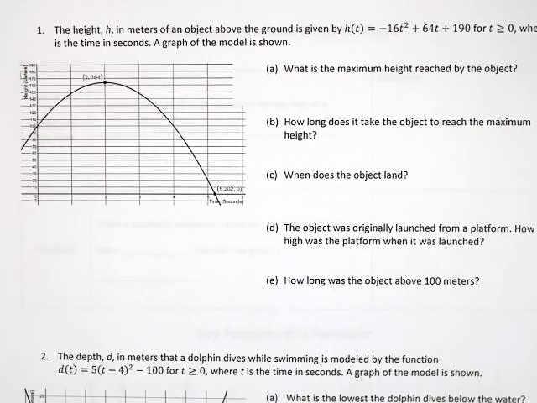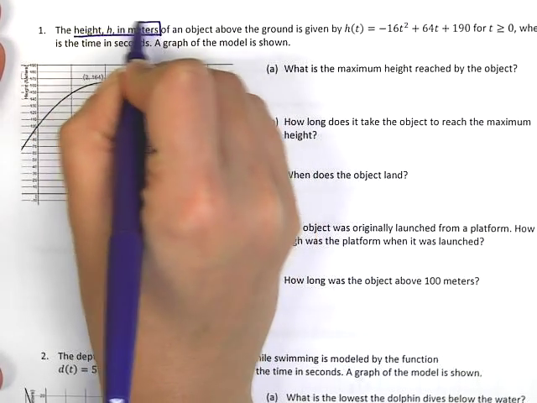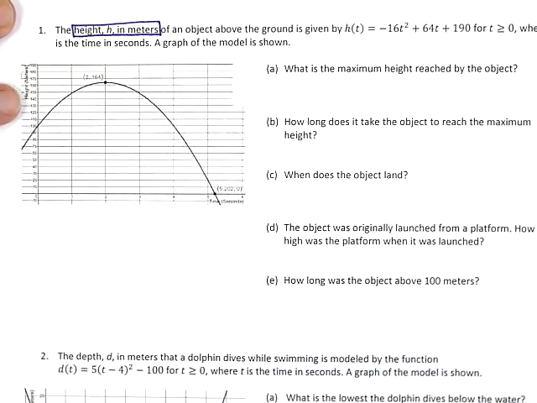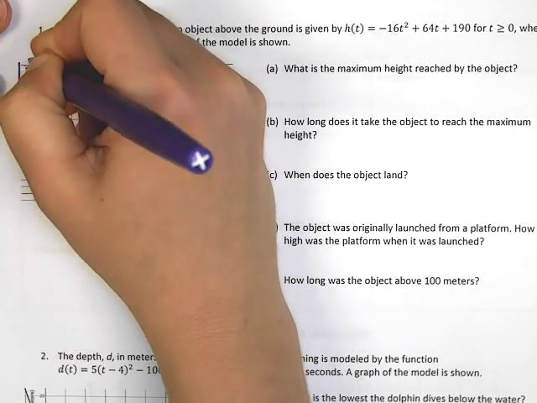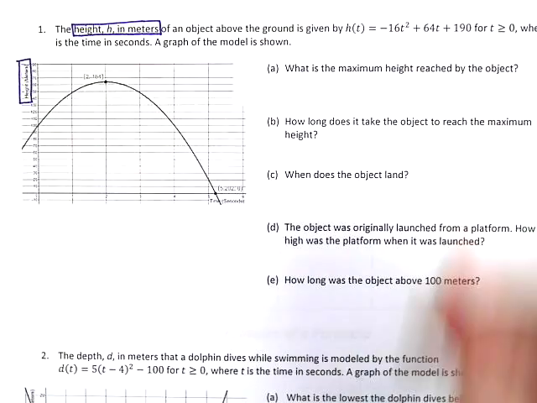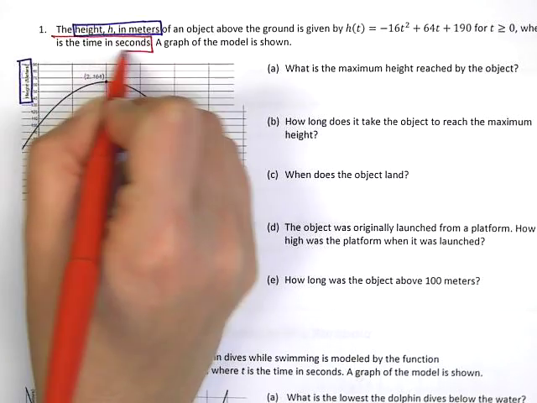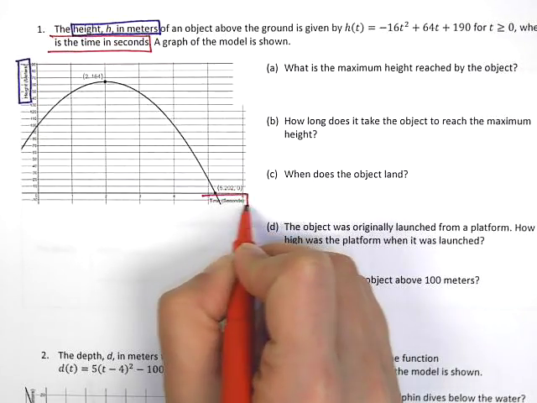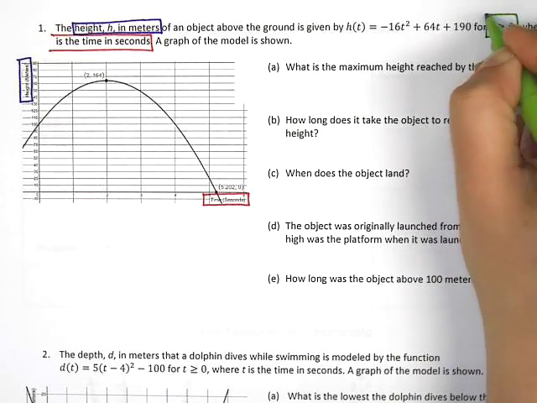So let's break this down before we start working on answering questions. What do these directions really mean? It's telling me that in this problem, h stands for the height in meters, and you'll notice height in meters is labeled on the y-axis here. It's also telling me that t is the time in seconds, and you'll notice that time in seconds is labeled on the x-axis here. And it tells me that t is always greater than or equal to 0.